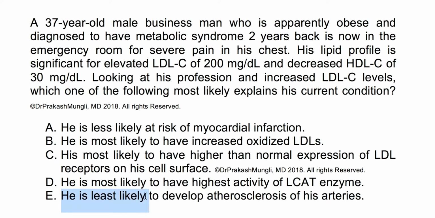Coming to option E. Option E says is least likely to develop atherosclerosis of his arteries. This is against what I have explained in option B. Whenever there is increased oxidized LDLs, there are increased chances of development of atherosclerosis. So this person is at risk of atherosclerosis, and that will rule out option E. If you rule out all the other choices, we are likely to go for option B as the most correct answer among the available choices. That means this person is most likely to have increased oxidized LDL levels.